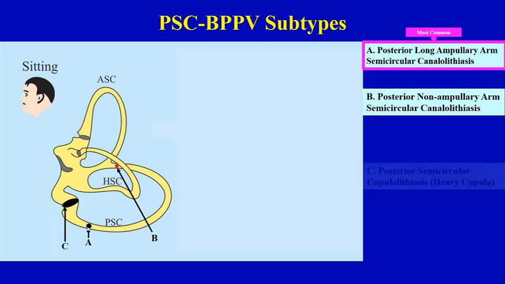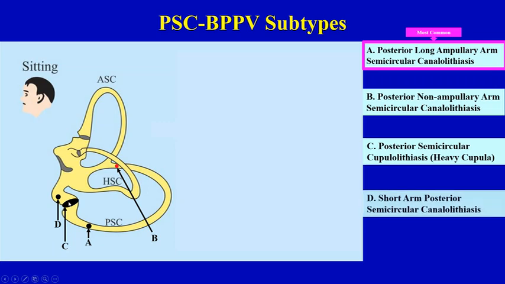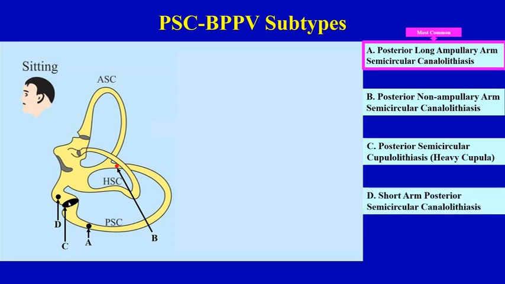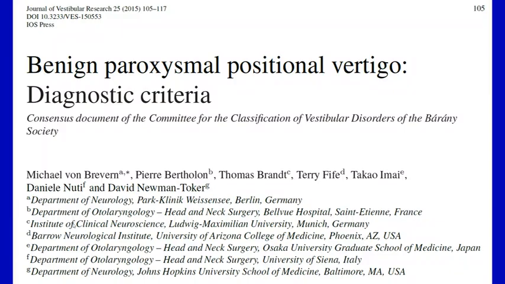The apogeotropic variant has been recently found to have three variants, and that will be discussed in part 2 of my talk. The third is cupulolithiasis, the heavy cupula, which could be because of the cupulolithiasis on the short arm side or on the long arm side. The fourth one is short arm posterior semicircular canalolithiasis. We will be discussing this in detail in part A of this talk. And finally, there is a periampullary-restricted posterior semicircular canalolithiasis with partial canalith jam, which is called the Scocco 2019 variant. This is part B of this talk.